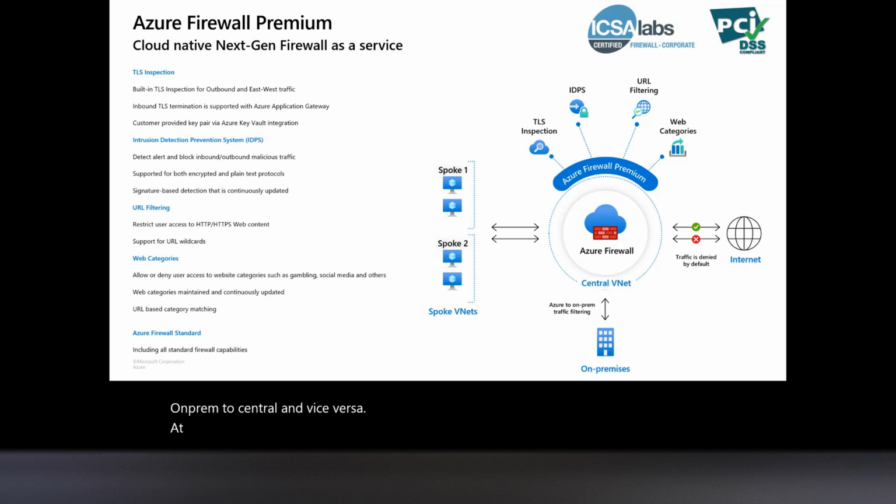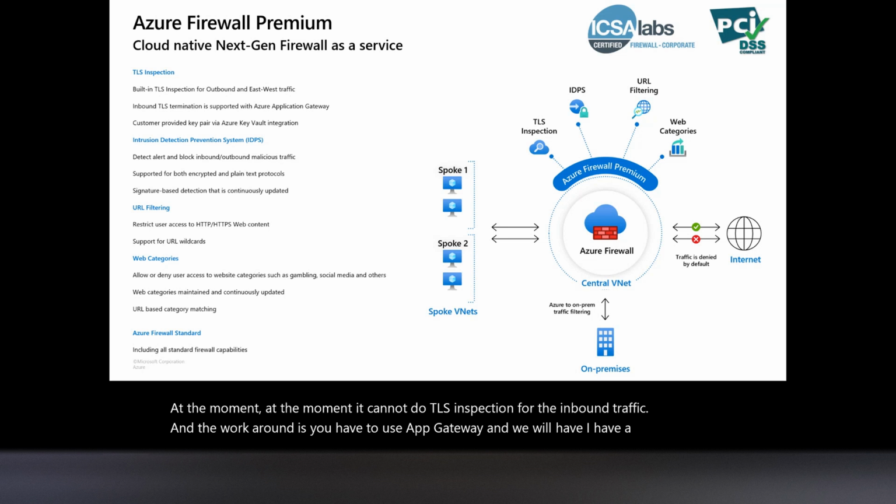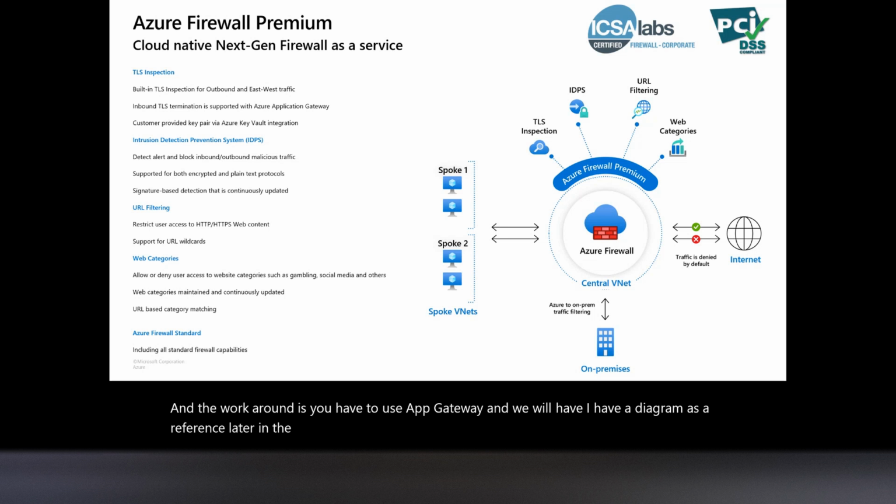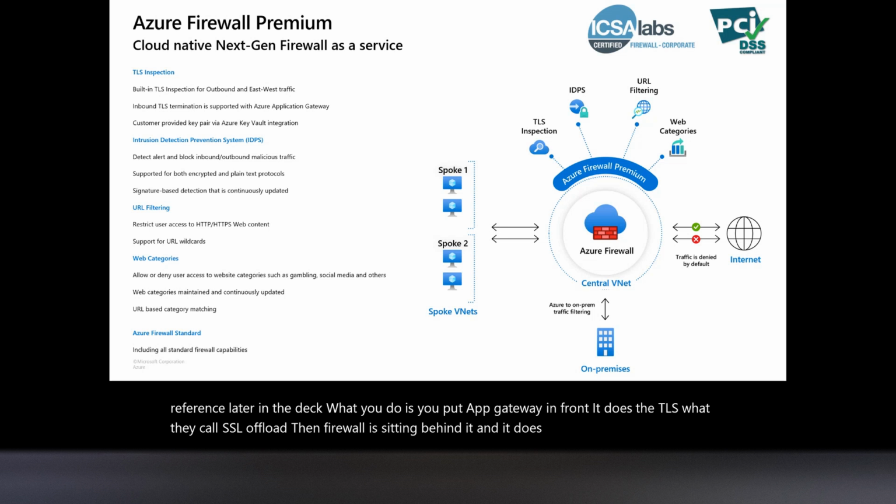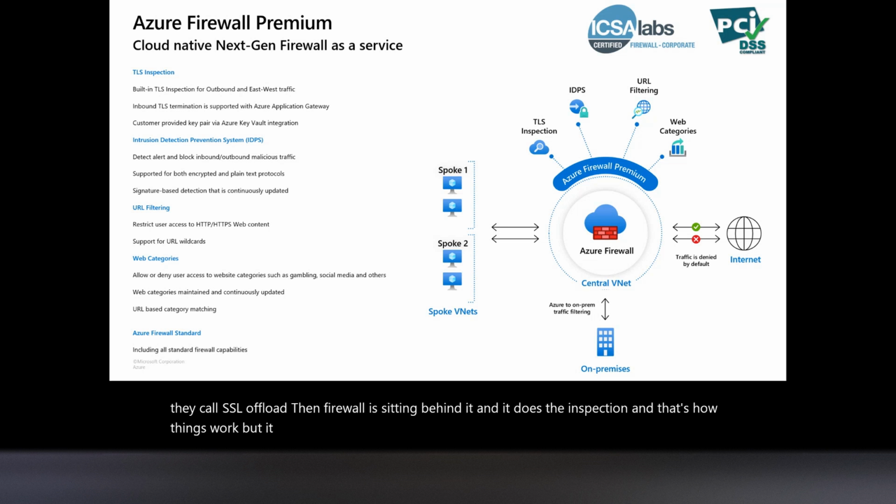At the moment, it cannot do TLS inspection for the inbound traffic. The workaround is you have to use App Gateway, and I have a diagram as a reference later in the deck. You put App Gateway in front. It does the TLS, what they call SSL offload. Then the firewall is sitting behind it, and it does the inspection, and that's how things work. But it cannot at the moment do TLS inspection on the inbound traffic. So just keep that in mind.